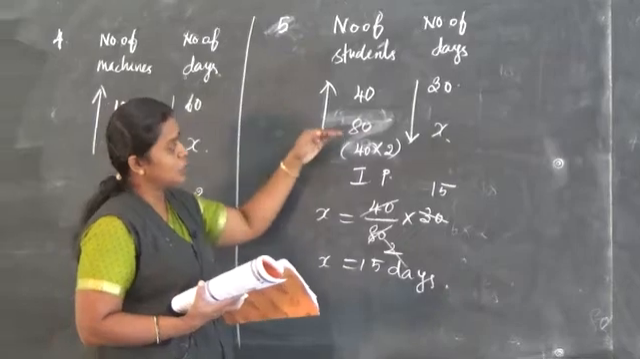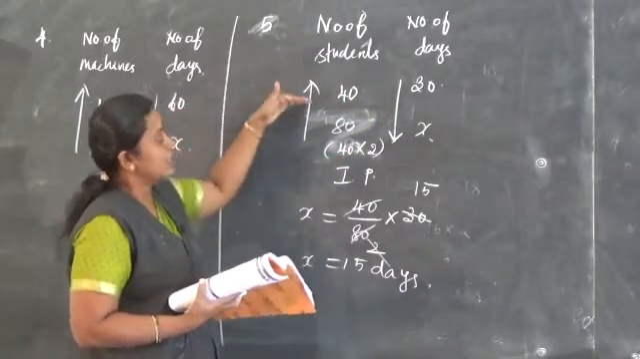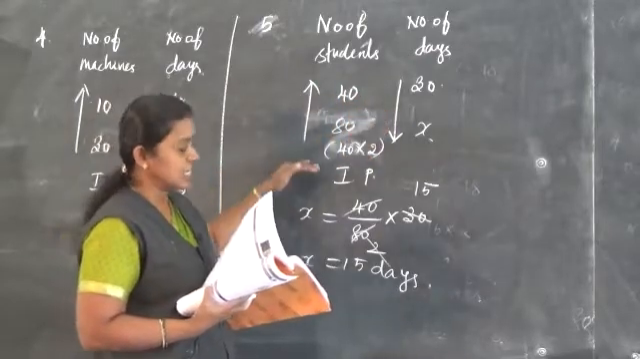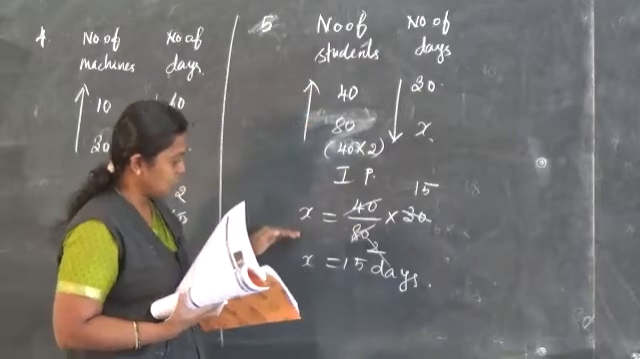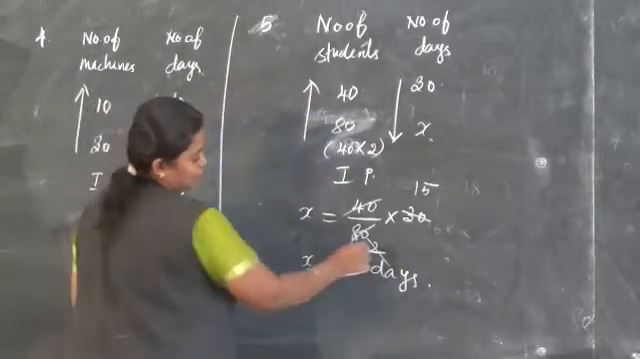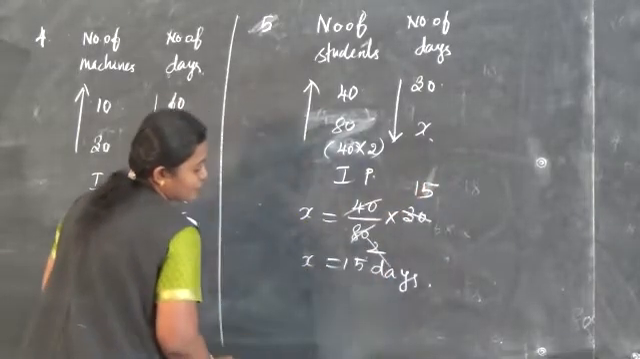Now the students are doubled, so 80 students. How many days do we have enough food? The number of students is increasing, so definitely the number of days will be decreasing. It is an inverse proportion. As it is, you should write x equal to 40 by 80 into 30. Cancelling here, 30 by 2 is 15, so we have enough food for 15 days.